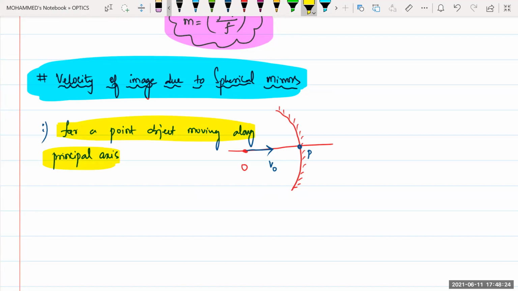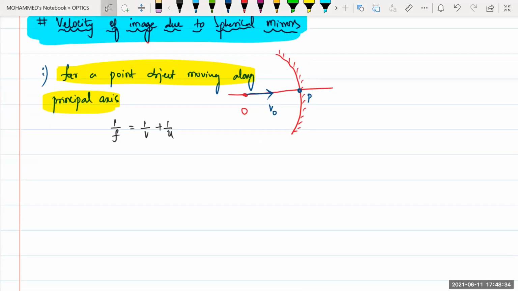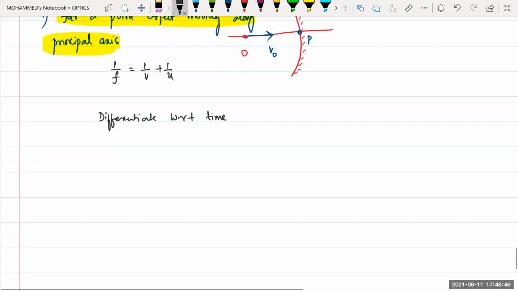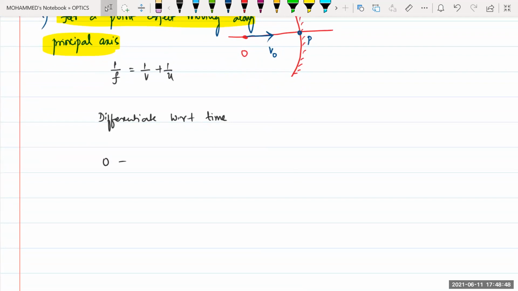We know the focal length of the mirror, beta: 1 by f will be equal to 1 by v plus 1 by u. Focal length is a constant every time. So if I differentiate this with respect to time, f is a constant. Differentiation of any constant will be equal to how much? 0.